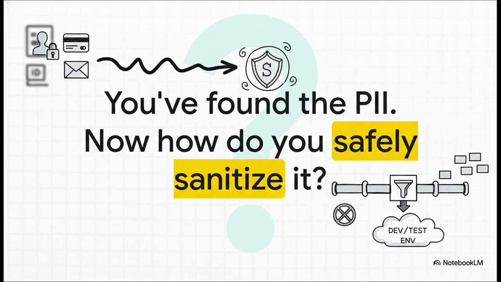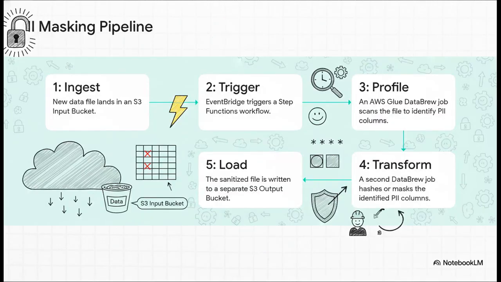Okay, so Macie has done its job and pointed out the PII. What's next? How do we create a safe, sanitized copy for our dev and test environments? And remember, using real customer data in non-prod is a huge security no-no. And this is where it gets really cool.